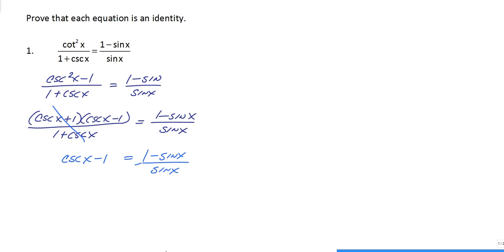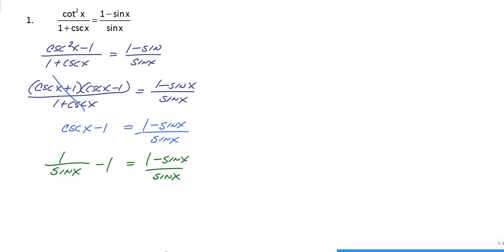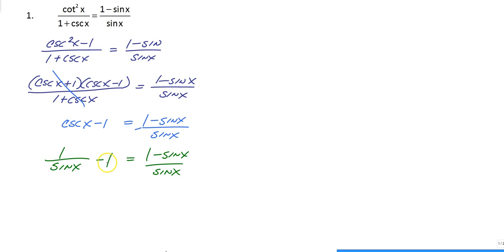And this is probably the part where you're thinking that you possibly just ran into a dead end. But you really didn't. Because, look, we just have a sine x over here, and this is cosecant x. So your next step should just be to change this to 1 over sine x minus 1 is equal to 1 minus sine x over sine x. And remember, in order to subtract, you need common denominators. So to get a common denominator, you just have to change this minus 1 into sine x over sine x.